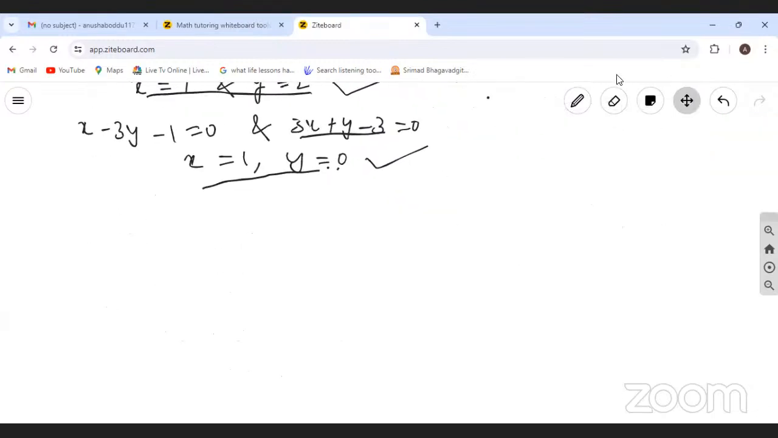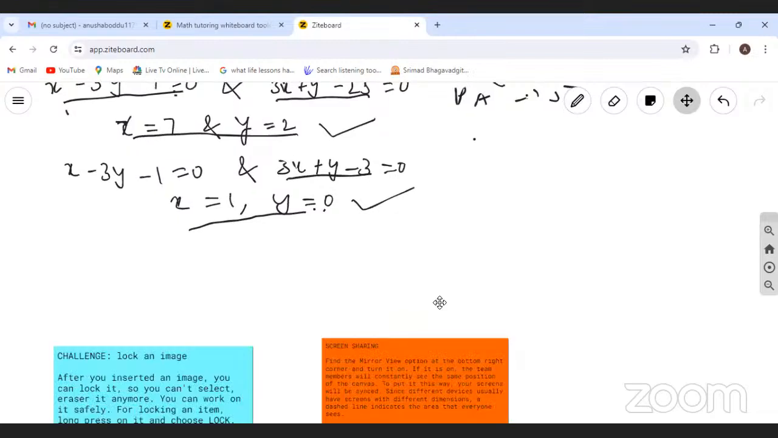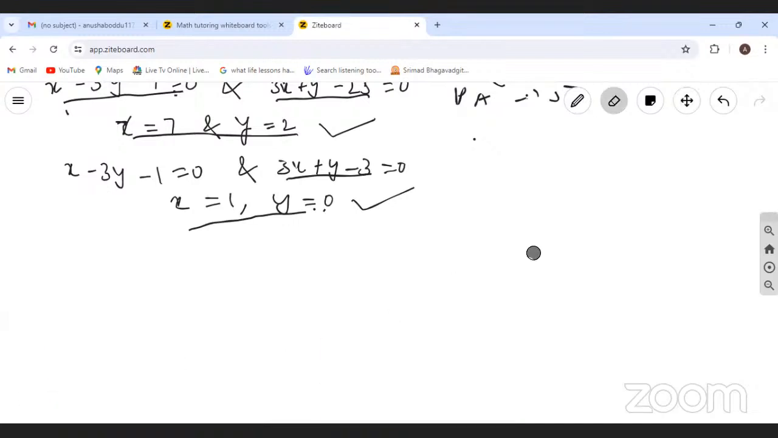Ma'am, can you explain first question? First question. Which one that is? Oh, this circle. Given that P of 3, 1, right? Yes, ma'am. Okay. Just a second.